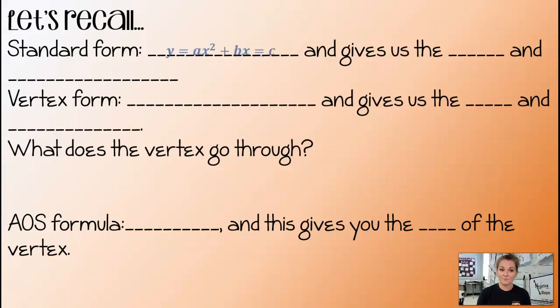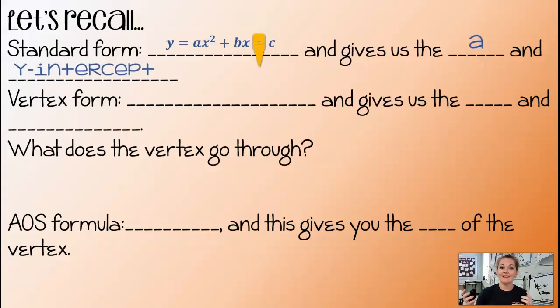So here we go. So let's recall. Standard form is when you have ax squared plus bx plus c, and standard form is going to give us our a value, which is our vertical stretch or compression, and if it also reflects. And then it also gives us our y-intercept. Our y-intercept is that c value.